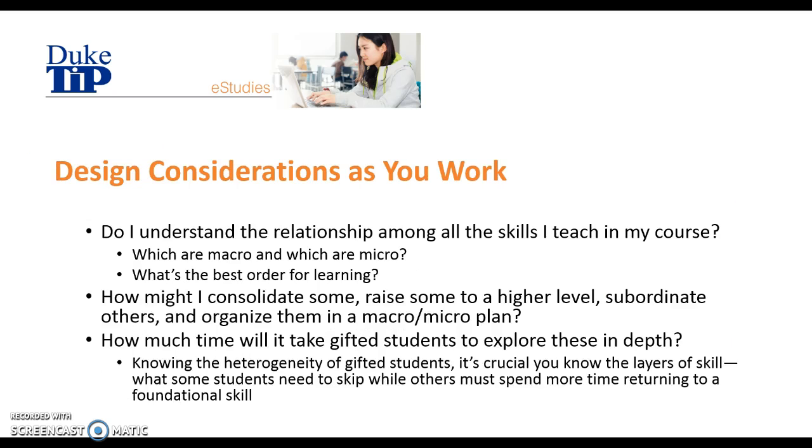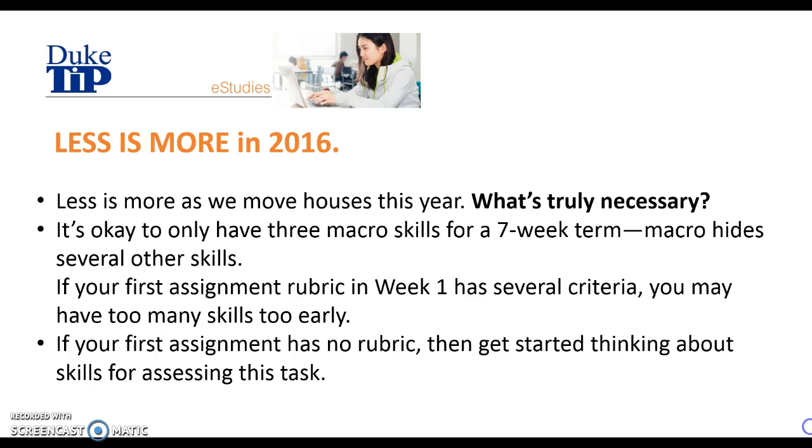So, as you get started, here are some things to consider. Do you already know the relationship among the skills you teach in your course, or is it still kind of a grocery list? Which ones are macro? Which are micro? What's the best order for learning? How might you consolidate some? Could you raise some to a higher level because they truly are the macro ones? Could you subordinate others? And how much time is it going to take your gifted kids to explore these in depth? So knowing the heterogeneity of your gifted students is crucial. You know those layers. So start thinking about that.